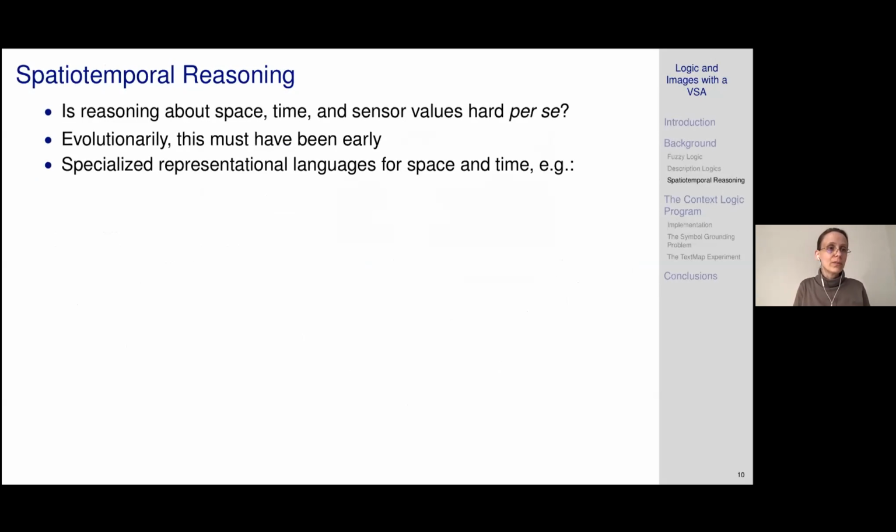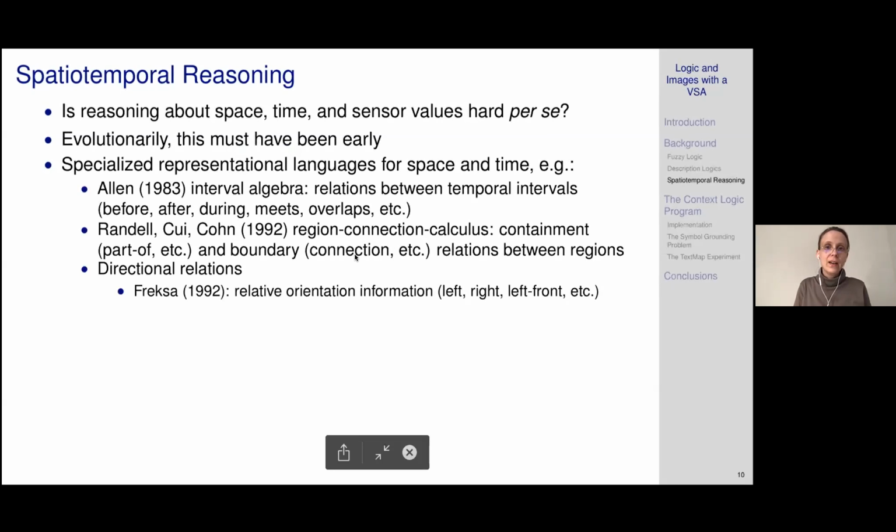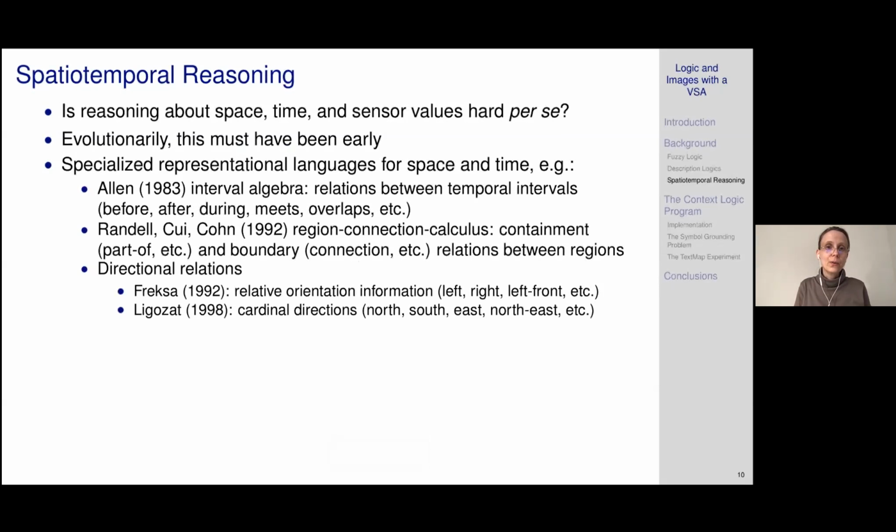We can also find in the literature specialized representational languages for space and time, which focus exactly on these abilities. So there are lots of calculi. I don't want to go into the details, but for a lot of relations like before, after, during, meets, part of and connection, left, right, north, south, east, and so on. And many more relation systems have been studied, so of this important area.